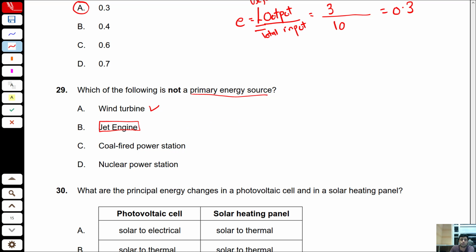So jet engines do not provide a primary energy source, they only provide energy for that short period of time during the flight. It can only be used for one plane. It does not provide energy to large residential areas as compared to these three. So this is the answer. Jet engines do not provide a primary energy source.